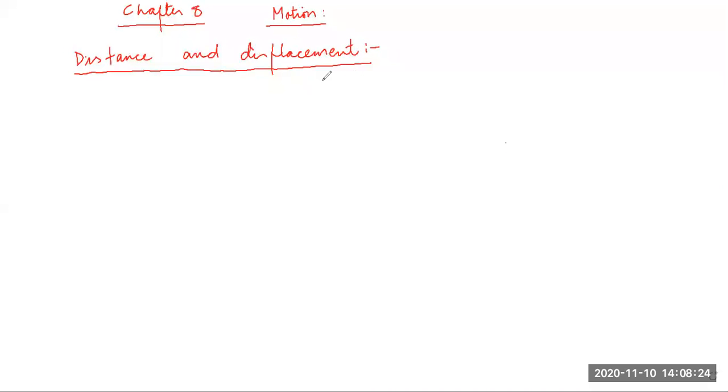Physics students, so let's start with chapter 8, motion, class 9. What is the difference between distance and displacement? Students, we must understand there are certain quantities which are scalar and there are certain quantities which are vectors. What is the difference?